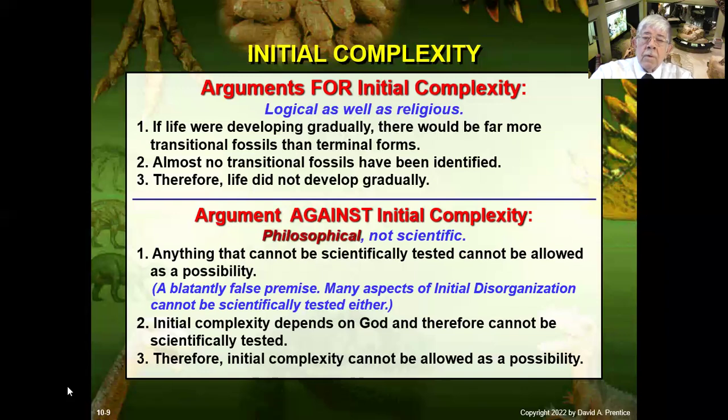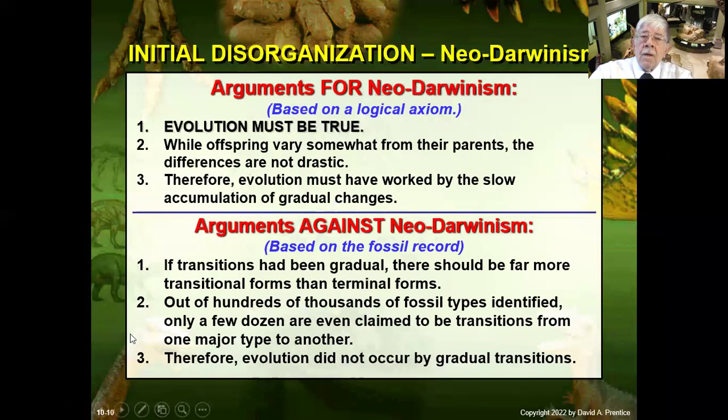Here we go, once again, stuck. Okay, now the arguments for slow, steady, gradual evolution, neo-Darwinism.